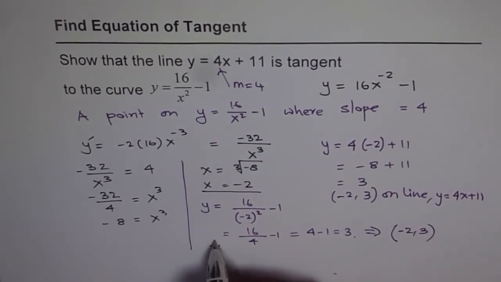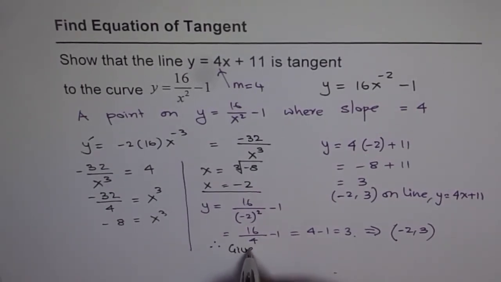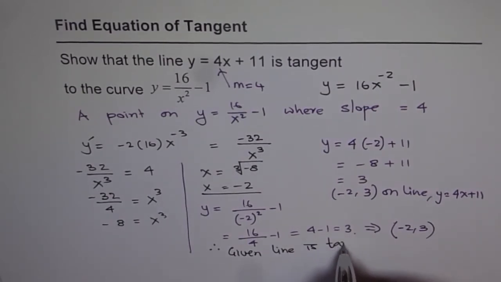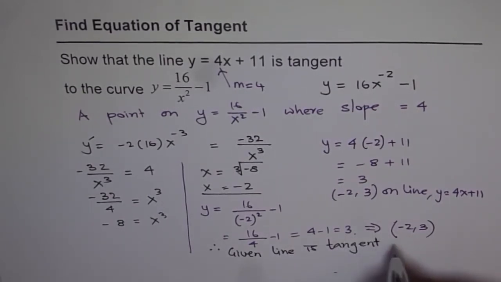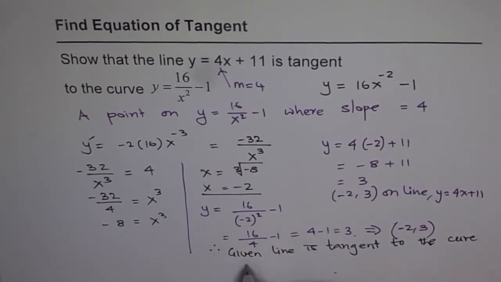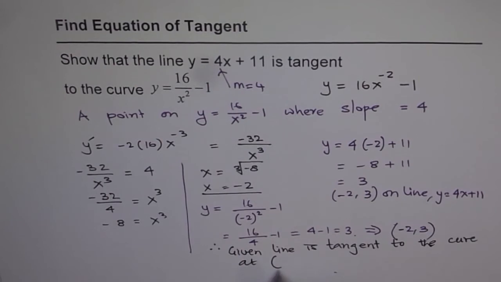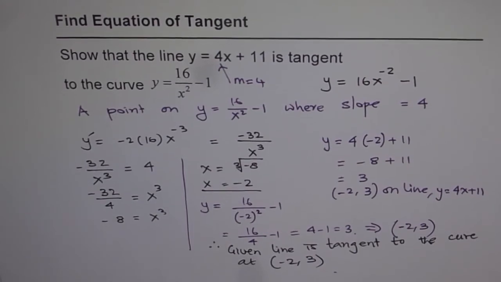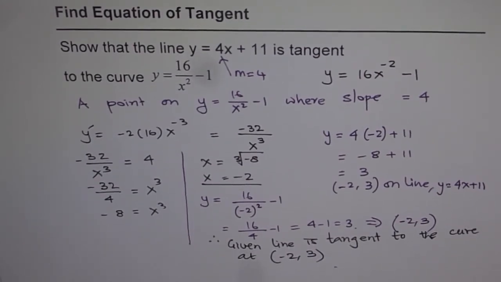Therefore, the given line is tangent to the curve at the point minus 2, 3. Do you see that? So that is how we are going to solve these kinds of questions, right? This is indeed an interesting question. Go through the strategy which we have followed and try to understand how we got this answer. Thank you.